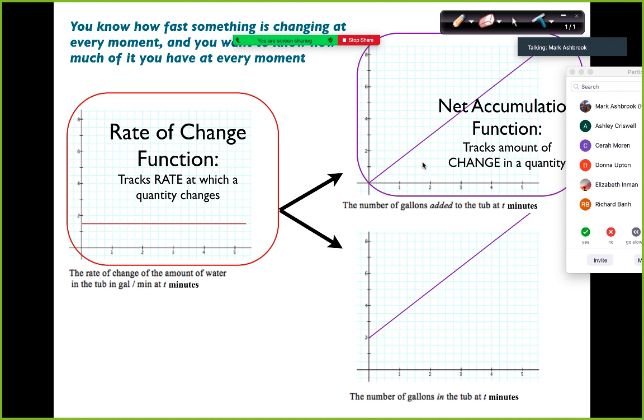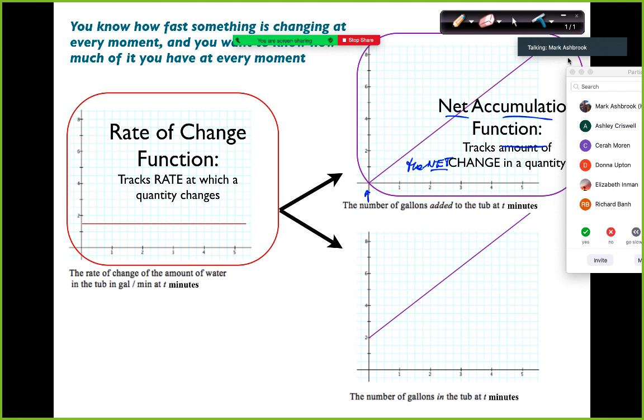So it tracks the net change in a quantity since a chosen starting point. So we're starting at 0 here, we're choosing 0. And so the values of this function tell us how much water has been added at that number of minutes. And that's what we call net change or net accumulation.